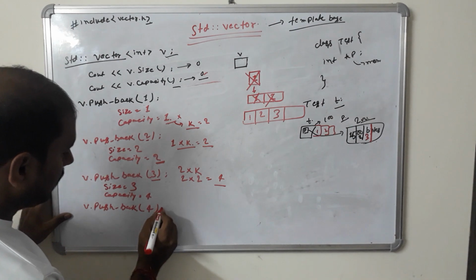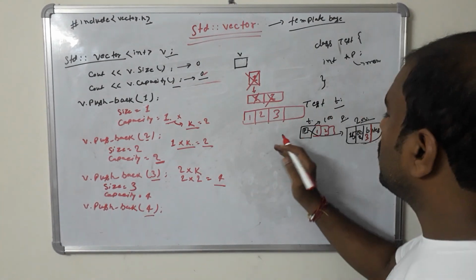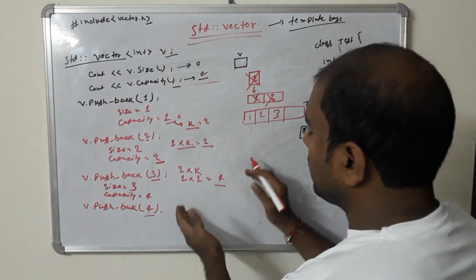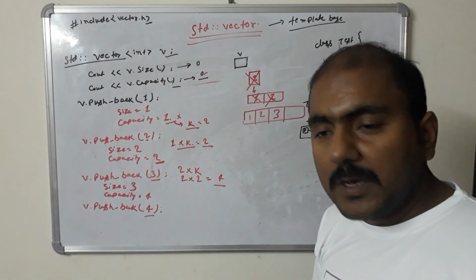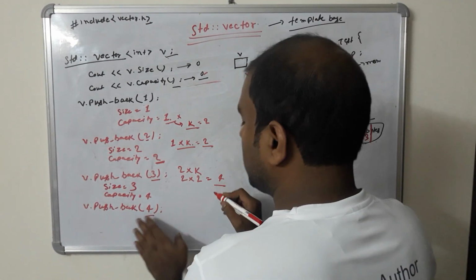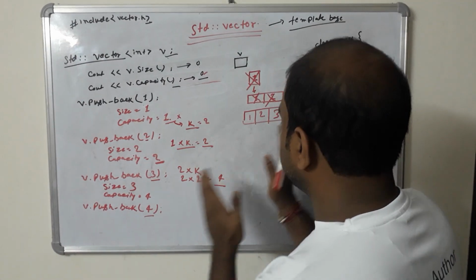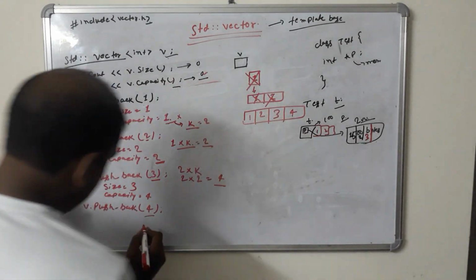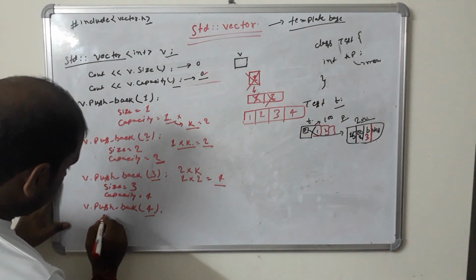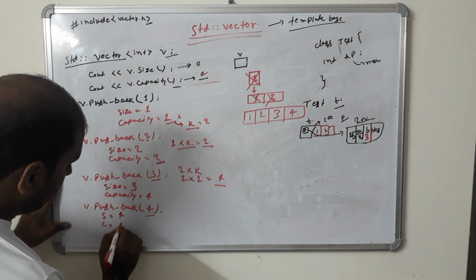Now I inserted v.push_back(4). While inserting the 4, vector looks at it: the capacity is 4, but it has only 3 elements, so it has memory to store the 4th element. So it is not going to do anything with the capacity, because it has space to store more elements. It will copy this 4. After this line, size will be 4, capacity will be 4.